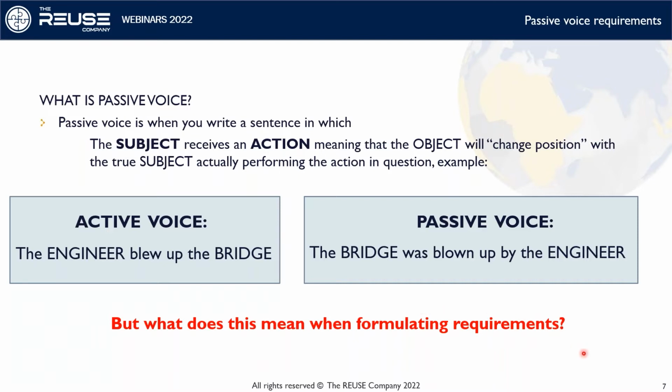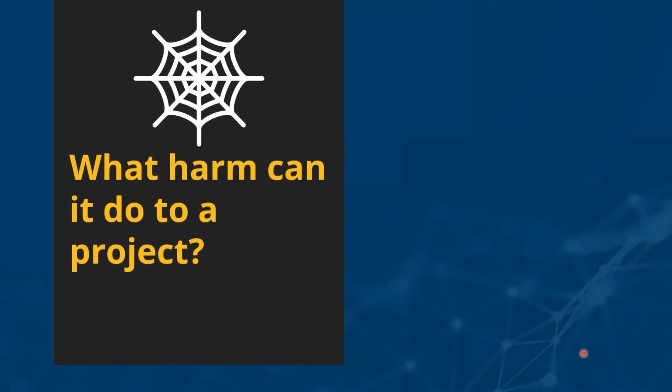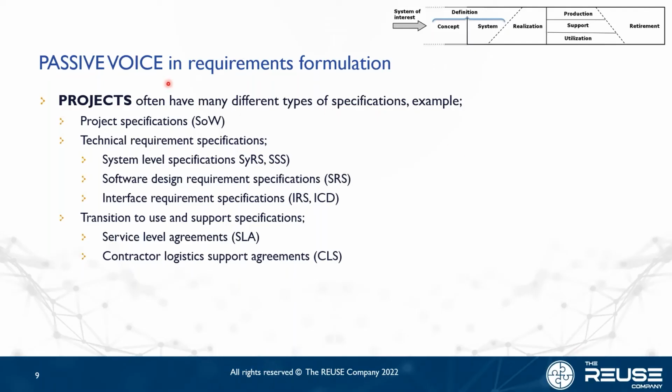And you might think, is that a problem? What does it actually mean when we are formulating requirements, which are supposed to be correct and to show the receiver of the requirement exactly what is supposed to be done? Keep that in your head for a minute. When we write requirements, we do that very often in a project setting. And in a project, we typically don't have just one type of requirements. Those requirements are typically not mixed up, so they are put in different specifications, depending on what they are supposed to cover.